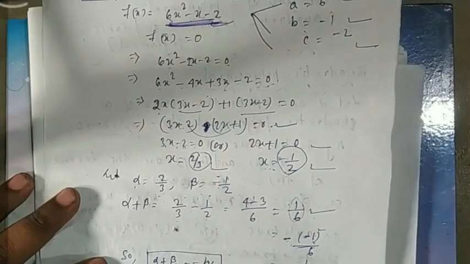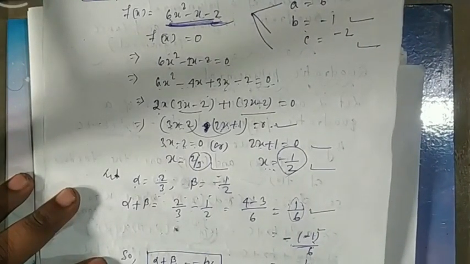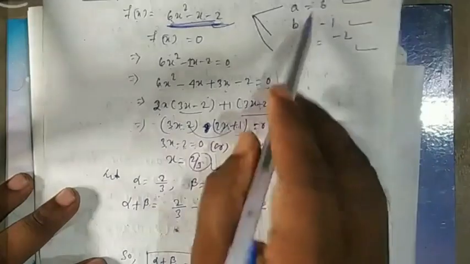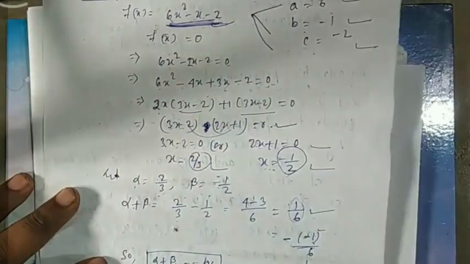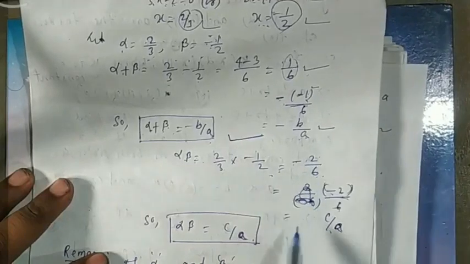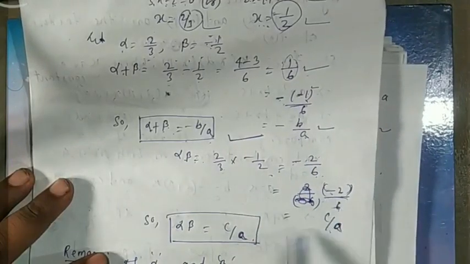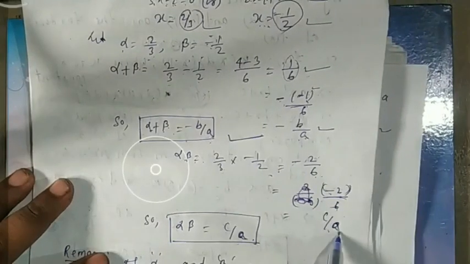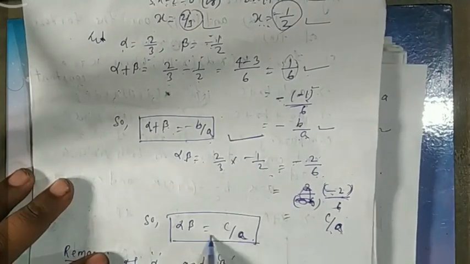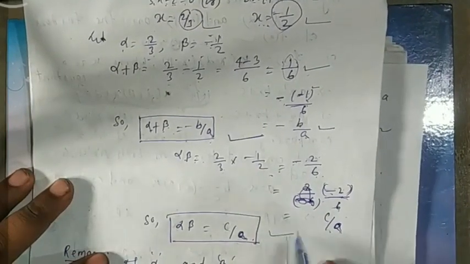2 by 6. So minus 2 by 6 you can write. In place of minus 2 you can write c. In place of 6 you can write a. So alpha into beta is equal to c by a.